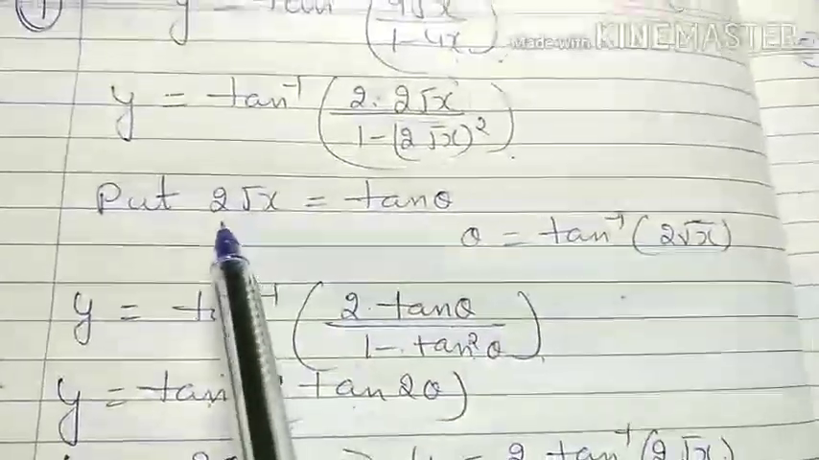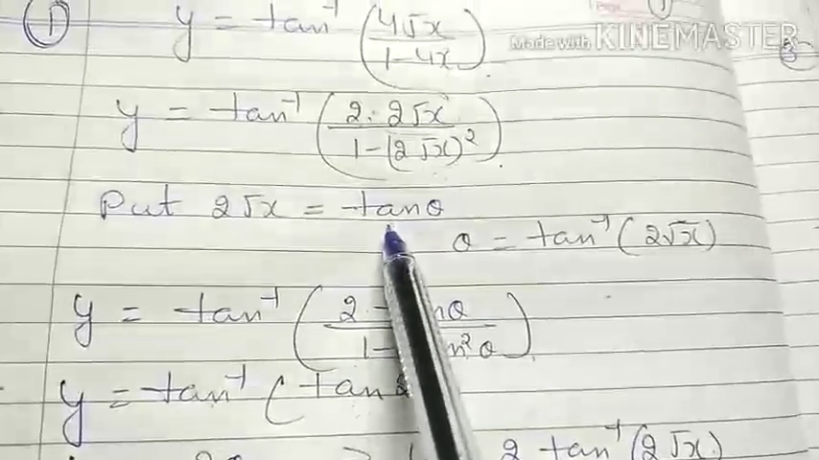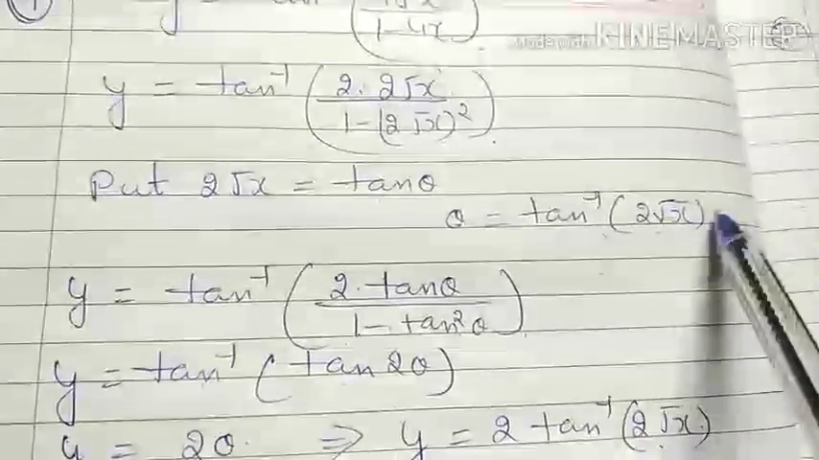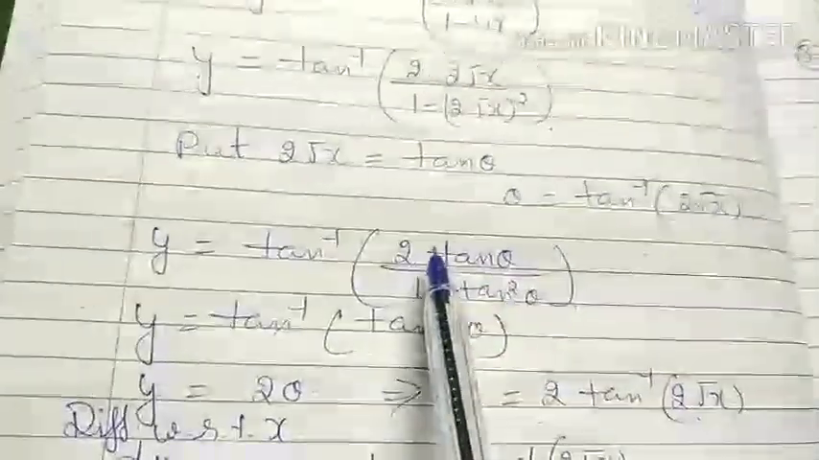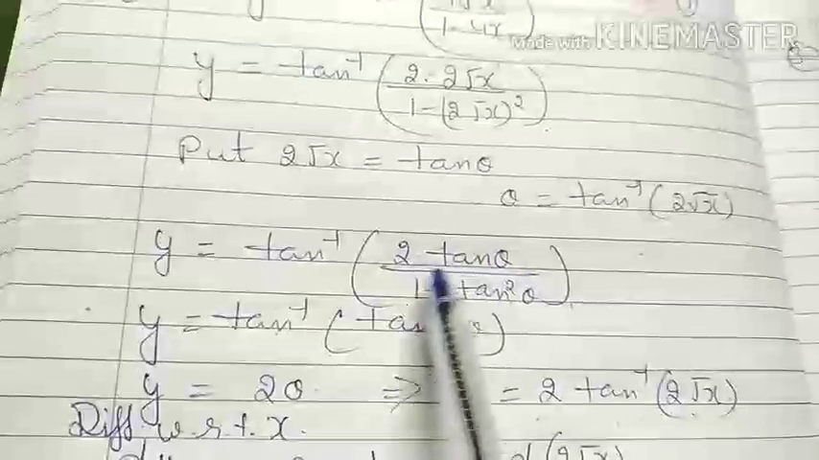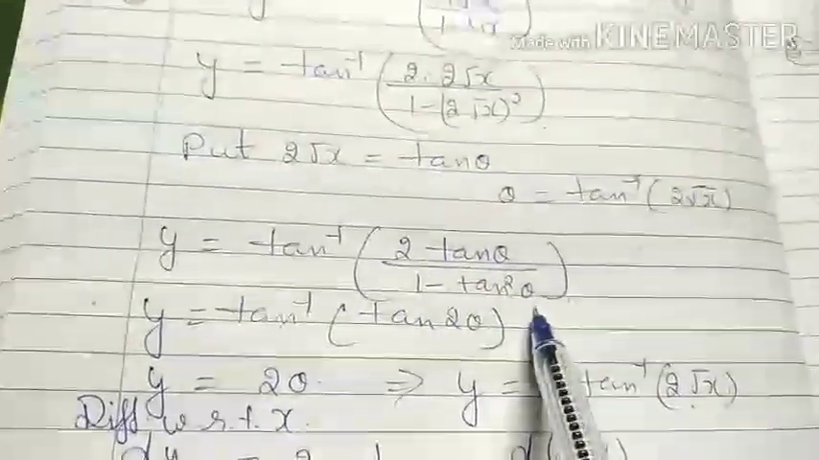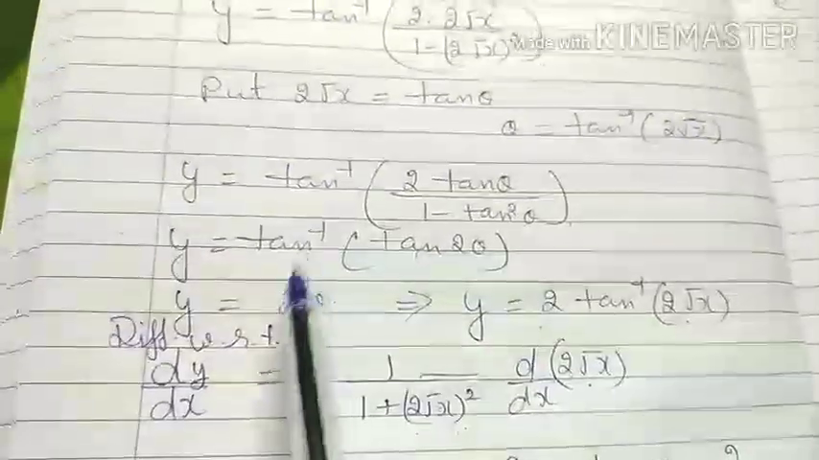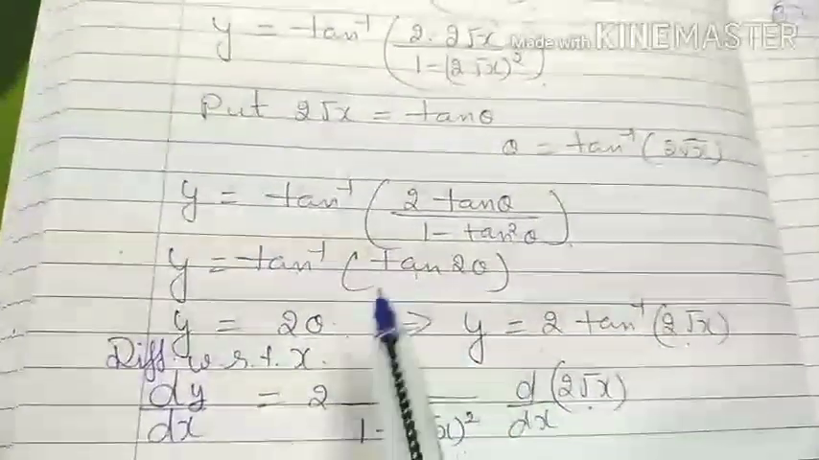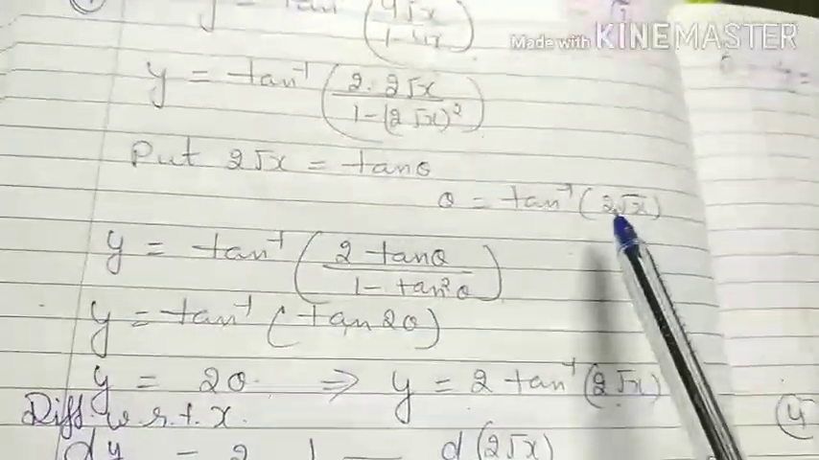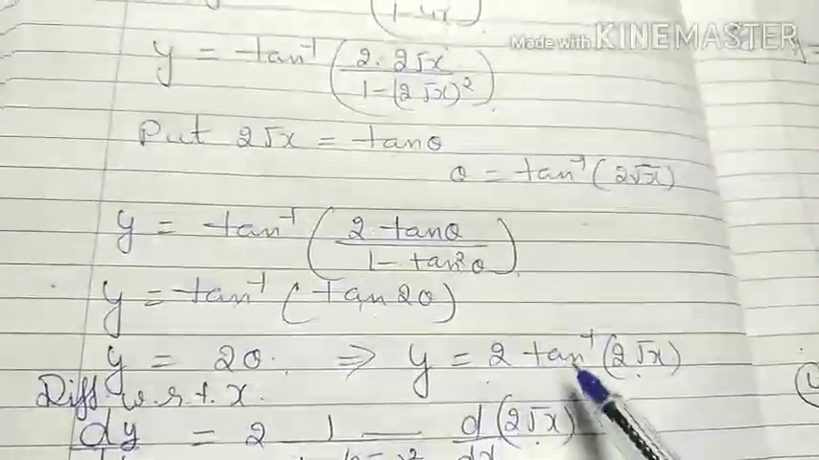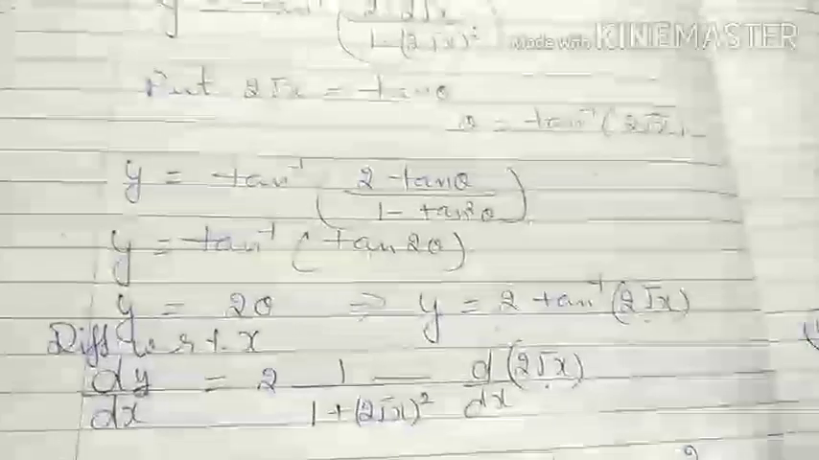So here I substitute 2 root x is equal to tan theta, and when you find the value of theta, theta is equal to tan inverse 2 root x. So here I replace back 2 root x is equal to tan theta, so 2 tan theta upon 1 minus tan square theta converts back into the formula tan 2 theta. Tan is cancelled, 2 theta is left, and theta is replaced back, whatever I considered, keep it aside on the top. Theta is equal to 2 tan inverse 2 root x.